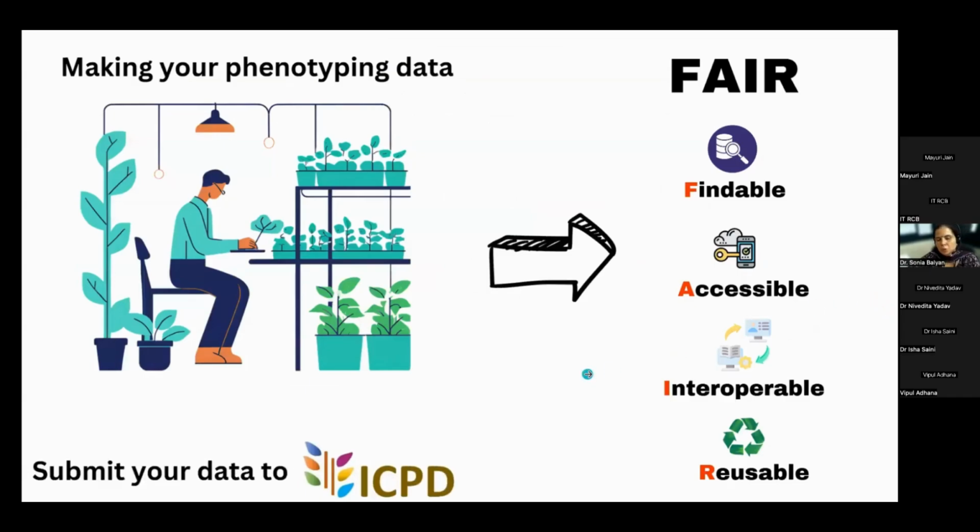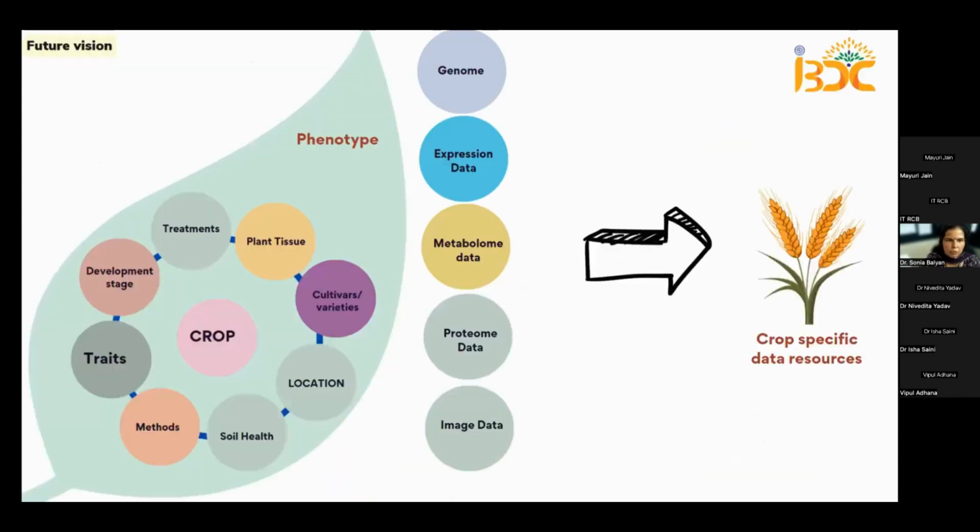So in this way, you can make this phenotype data FAIR, so that anybody in the world is able to find it, access it, and reuse it for generating new information, so that you will also get more citations. Your work will get more outreach or visibility. You will get the credit for whatever hard work you have done, and the data can be repurposed to generate new information.